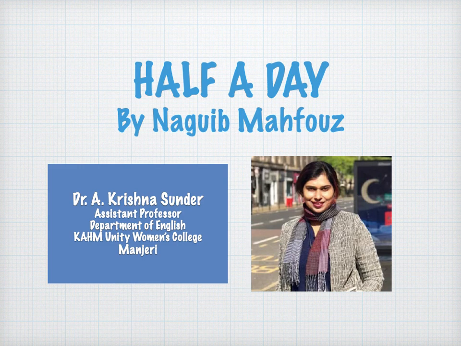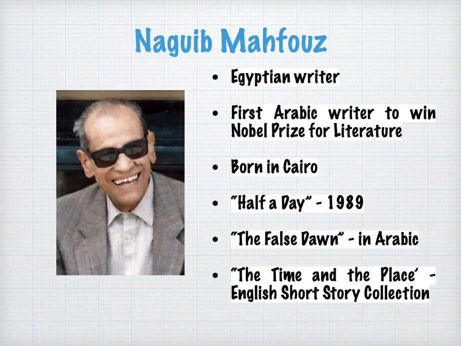Today, we are going to discuss a short story titled Half a Day, written by Naguib Mahfouz. Before we get into the storyline, let's have a look at the biographical details of the author. So here is Naguib Mahfouz. He's an Egyptian writer and he was the first Arabic writer to win the Nobel Prize for Literature.